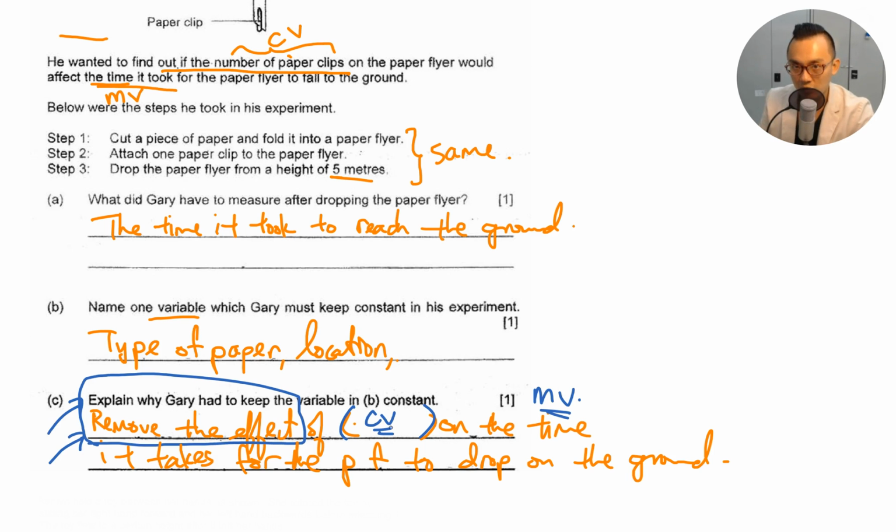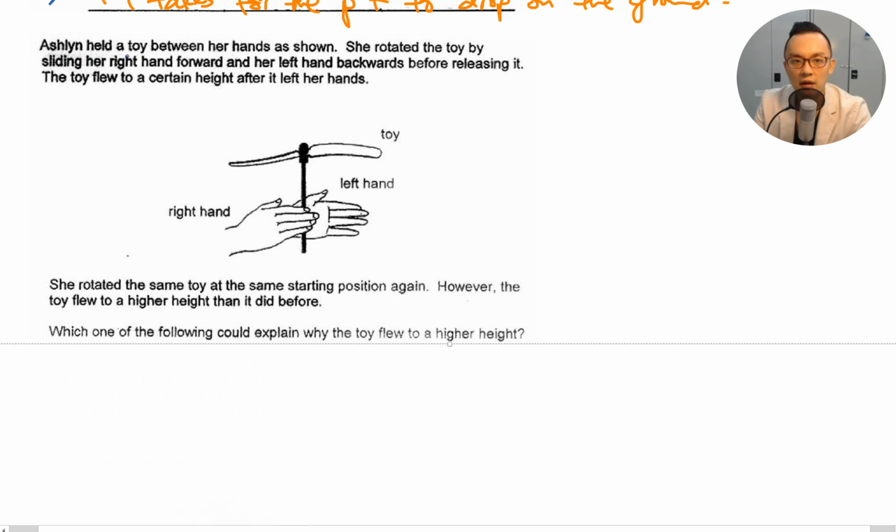Ashlyn held the toy between her hands. She rotated the toy by sliding her right hand forward and her left hand backwards before releasing it. The toy flew to a certain height after it left her hands. She rotated the same toy again. However, the toy flew to a greater height. Which one of the following explains why the toy flew to a greater height?